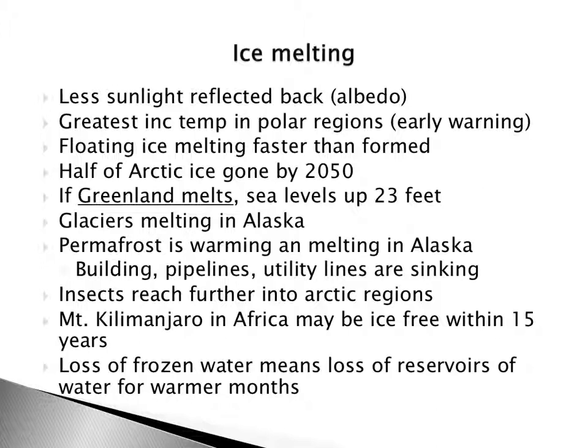If Greenland melts, this is the biggie, because that ice on Greenland is on top of land. That's going to melt into the oceans if it all melts. Sea levels would be up 23 feet, so say goodbye to regions like New Orleans, and a lot of that eastern part of the United States, as a matter of fact, even up through Georgia. Glaciers, of course, are melting at a very fast rate in Alaska.